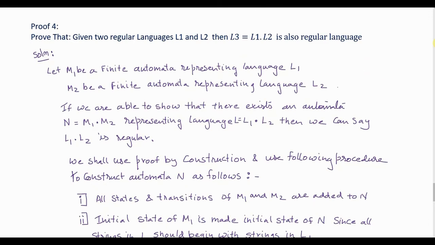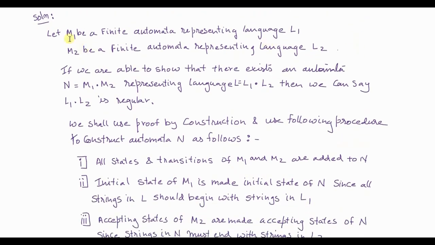Okay, proof. We are told that L1 and L2 are given as regular, and we have to prove that L1 dot L2, that is the concatenation of two languages, that is L3, is also a regular language. So the proof is very straightforward.